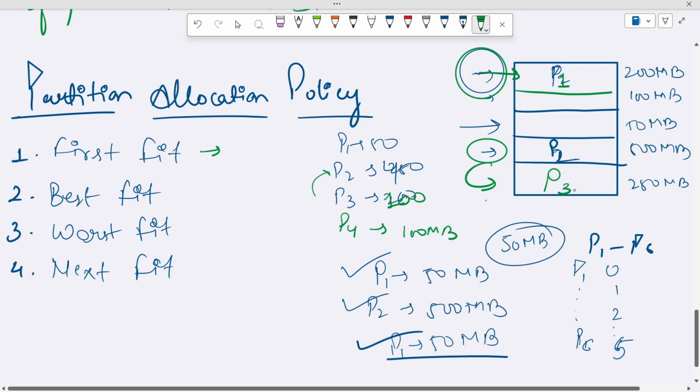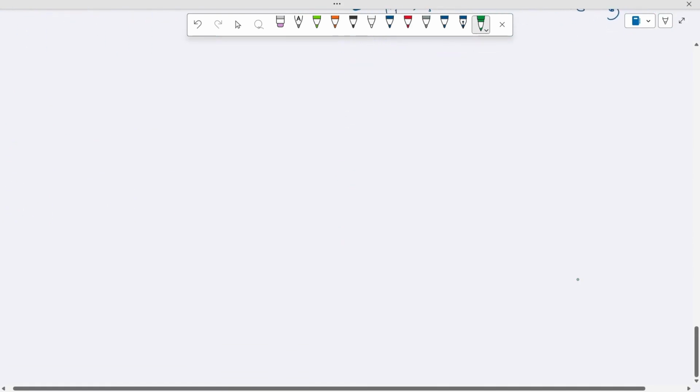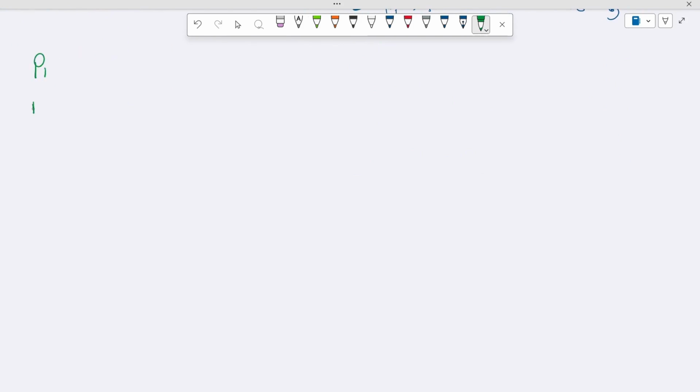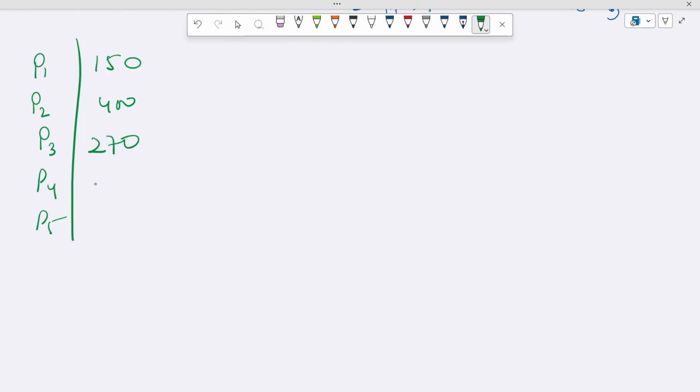Okay, so this is how partition allocation, basically memory allocation, works. Okay, any questions, and we are good to go for the next part. Okay, so we have processes, let's say P1, P2, P3, P4, and P5. We have 5 processes of sizes: P1 is a process of size 150 MB, P2 is 400 MB, P3 is 270, P4 is 180, and P5 is 50.